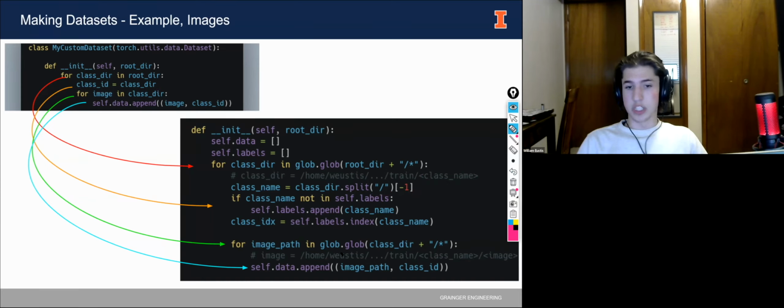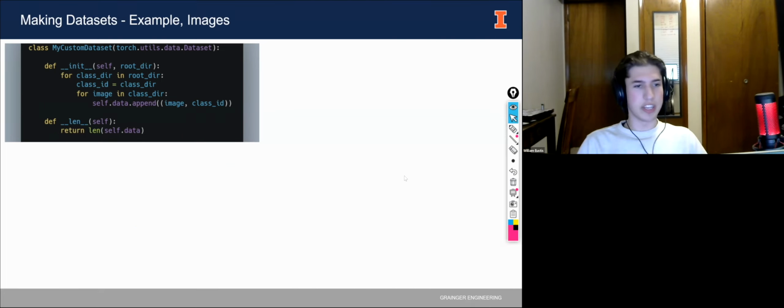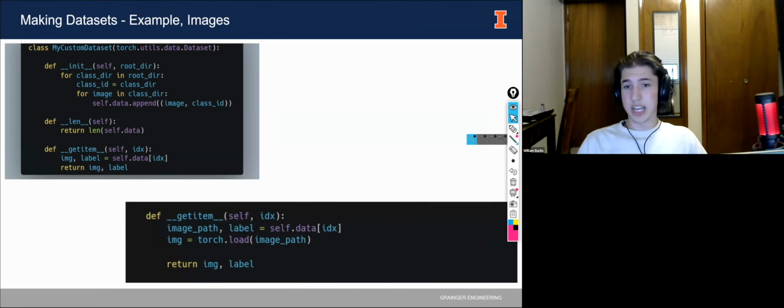Same thing for the images. We just iterate over the different files in the class directory, and then we append all of this to some data array. So we append the image path and the class ID. Great, and that's our init function done. Our length function is, again, relatively simple. We just return the length of self.data, so we don't really need to spell that one out. This get item function is also not very difficult. We get the path and the label from self.data, and then we load the image and return the image and the label.